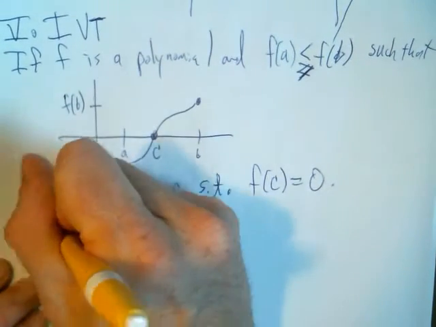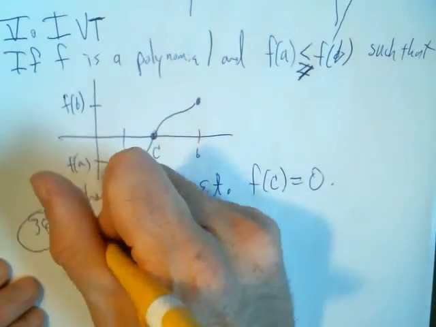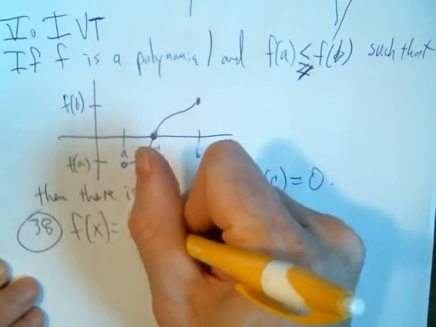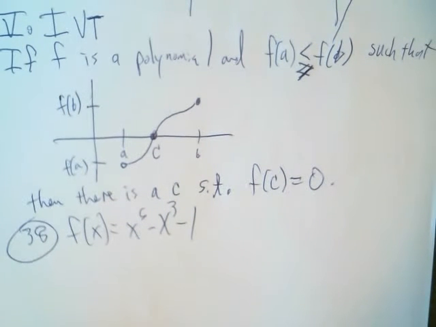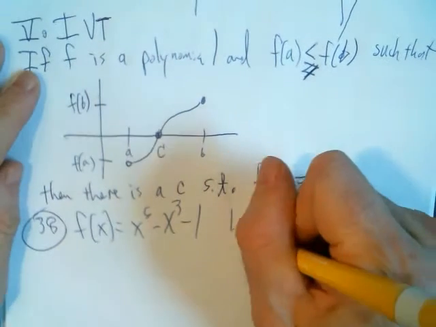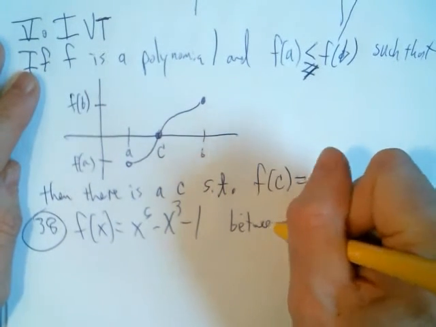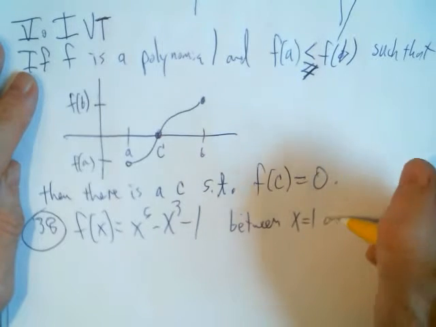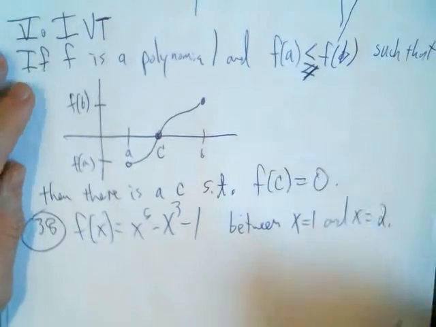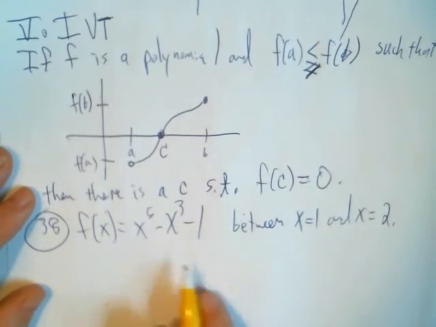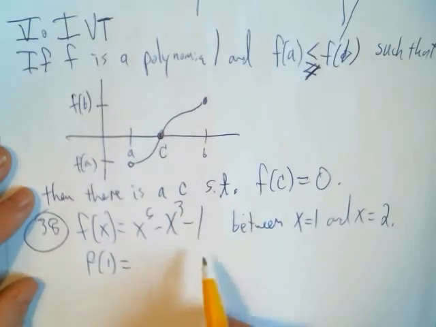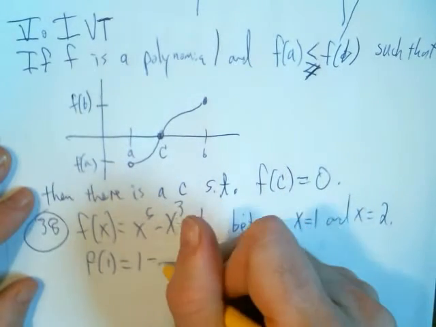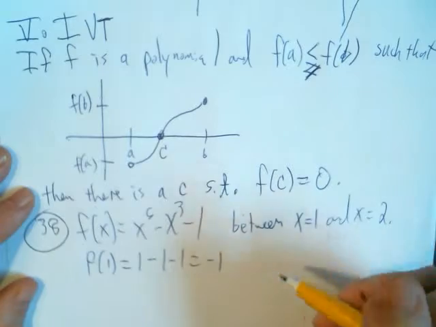Okay, so 38, let's take a look at that one. We have f of x equals x to the 5th minus x cubed minus 1, and we want to find out if there is a 0 between x equals 1 and x equals 2. So all you've got to do is plug these numbers in. f of 1 is 1 to the 5th minus 1 cubed minus 1, which is minus 1.